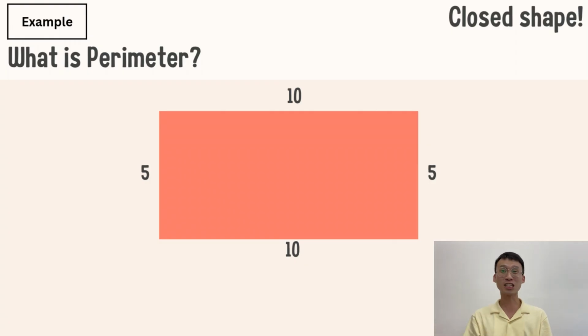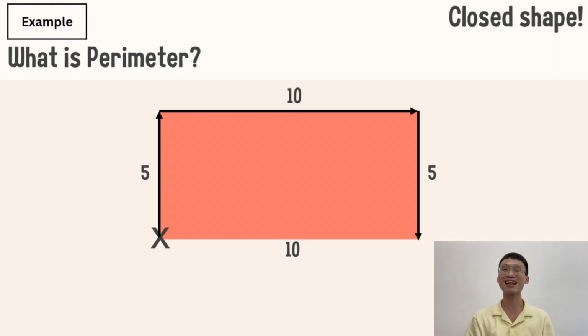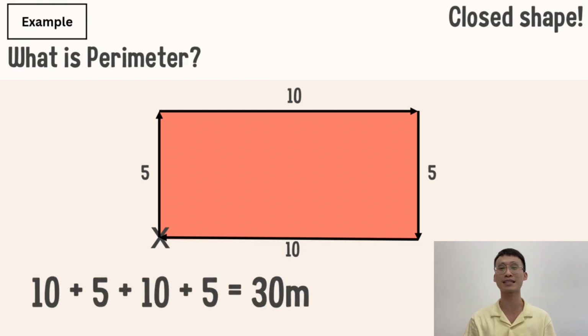Now, let us check if your outline is correct. We can start from this bottom left corner. Outline the shape by going upwards, rightwards, downwards, then leftwards. And that is the perimeter. Now, how can we calculate then? What is the answer? Yes, we can just add up the length by taking 10 plus 5 plus 10 plus 5 to get a total of 30 meters.